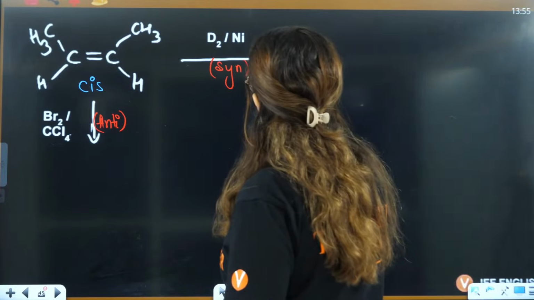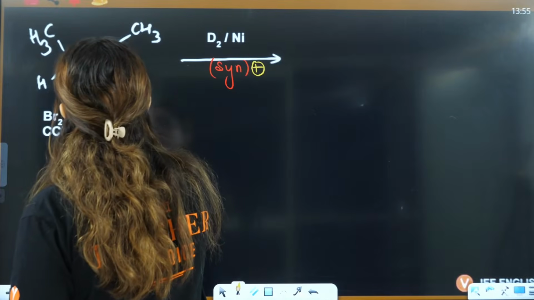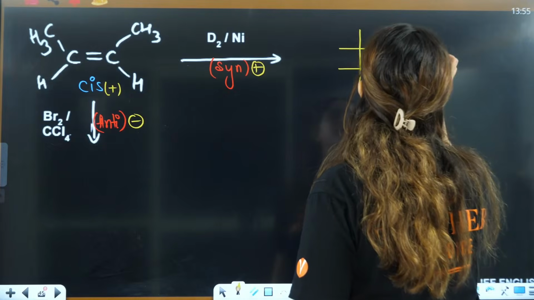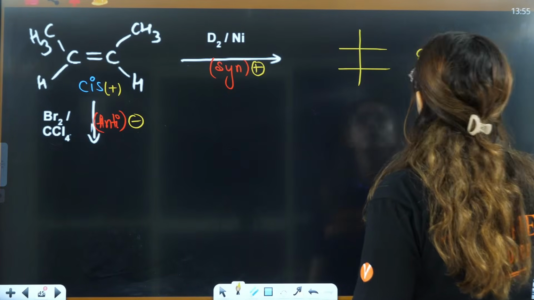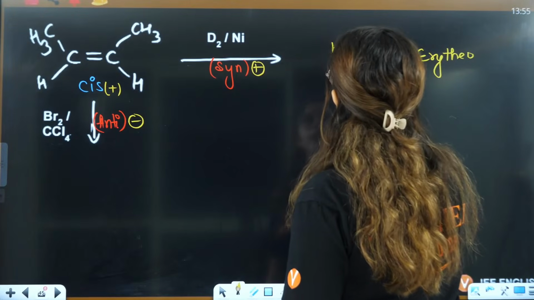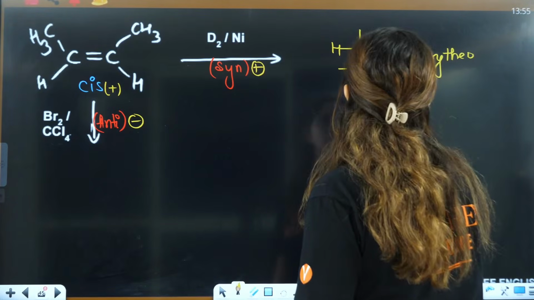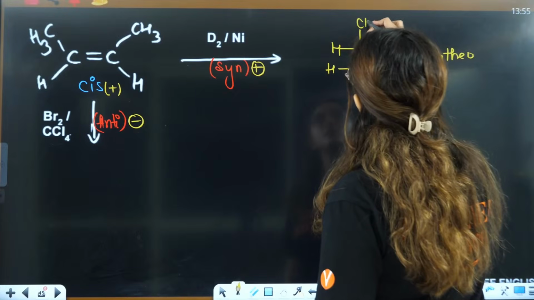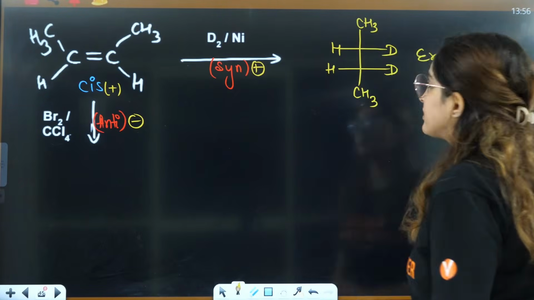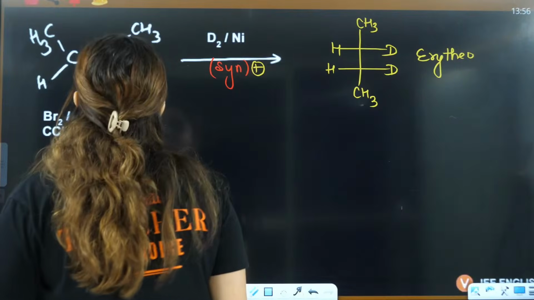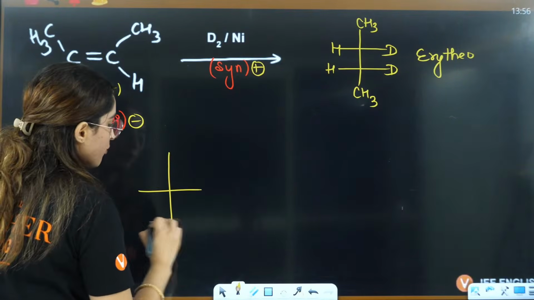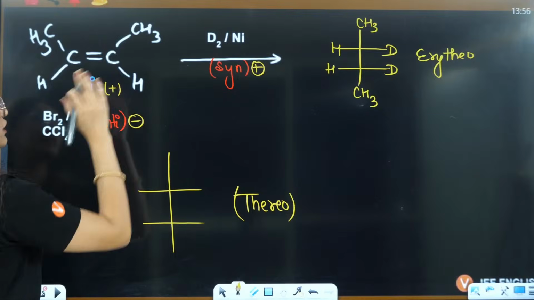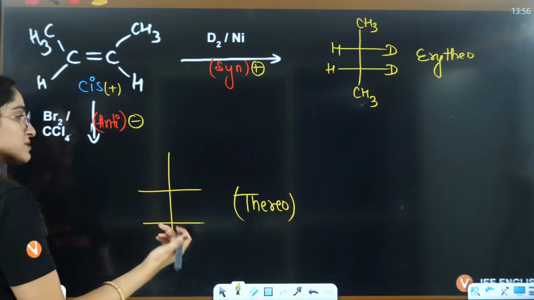Now syn addition means positive, anti-addition means negative, and cis means positive. When you have positive, positive, you will have the formation of erythro compound. That means this carbon has one hydrogen, another hydrogen here, and deuterium is added on the same side because it is a plus condition. It is an erythro compound that is formed. And in this case, you will have the formation of threo compound. How? Because this is negative, positive, opposite signs, that means threo compound is formed.